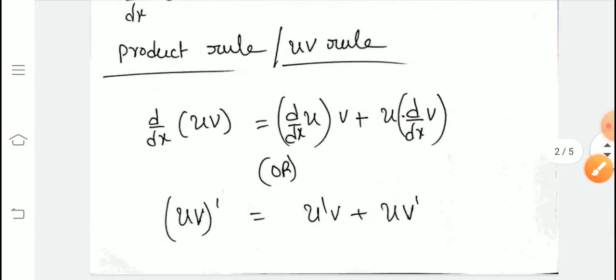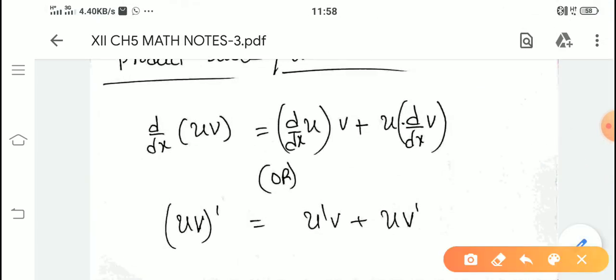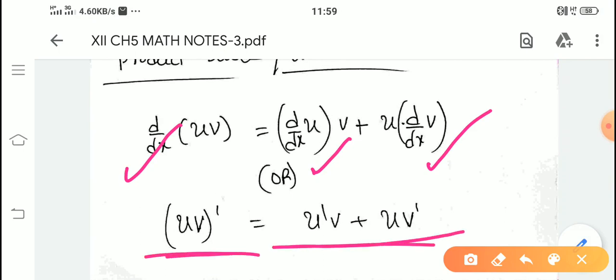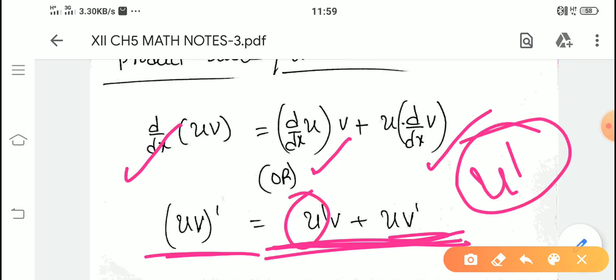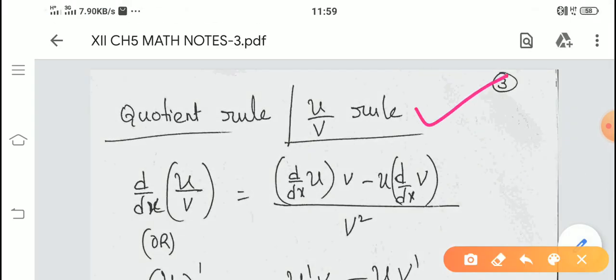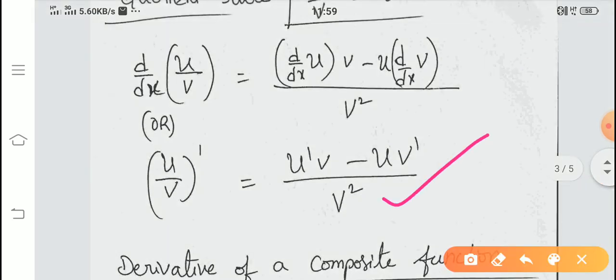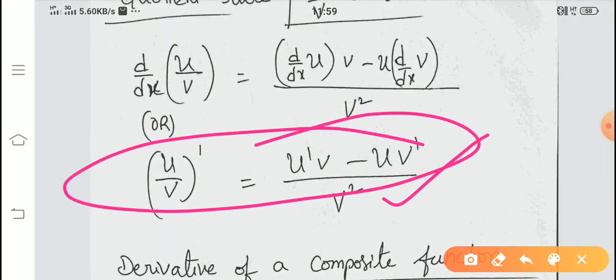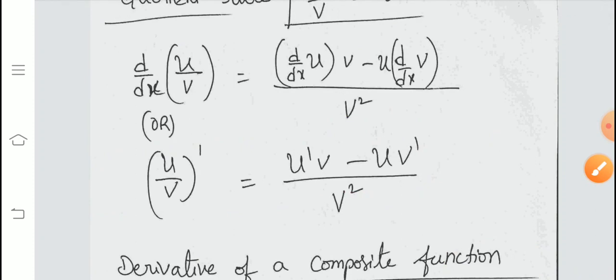And also the uv rule, the product rule: d by dx of uv is equal to d by dx of u into v, plus u into d by dx of v. Uv whole dash is u dash v plus uv dash. Dash means the first derivative, so u dash means the derivative of u. Even the quotient rule, which you learnt in 11th standard, the u by v rule, you can write either like this or like this. The second way is always better. That is the uv and u by v rules.